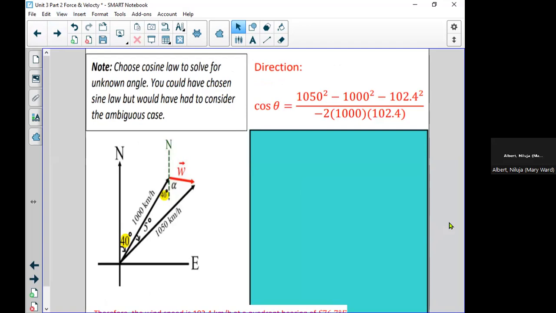Okay. So in this case, we know all 3 side lengths of the triangle, and we're trying to find an angle inside. We actually could have also used sine law for this one, because I do have this angle across from my resultant, which I calculated on the last slide. So you can choose either one. In this case, we're just using cosine law. You could have used sine law since we have enough information, but we'll just use cosine law.